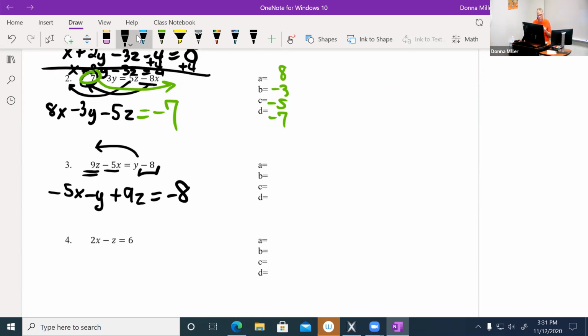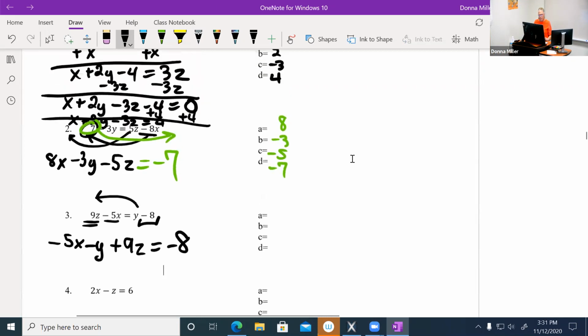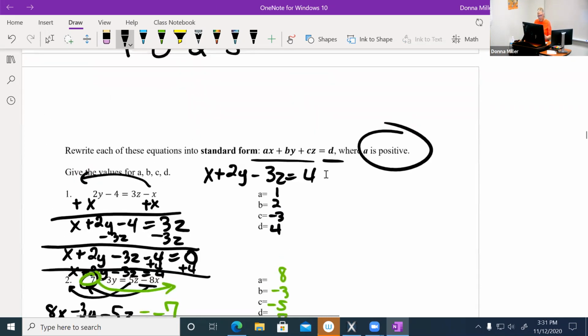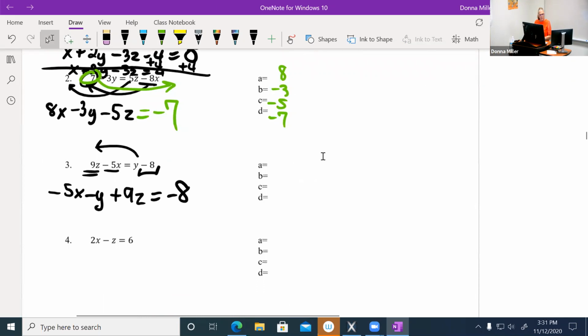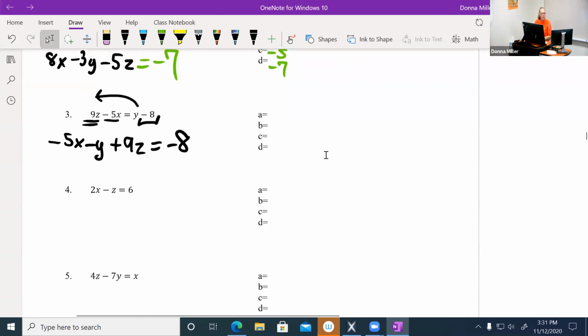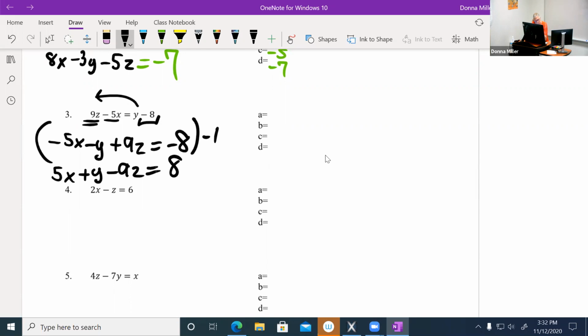Oh, no, she wants the first one positive, doesn't she? Okay, if she wants A to be positive, you know how I can fix that real quick? I just multiply them all by negative 1. So I'm going to multiply this whole equation by negative 1, and I get, just changing all the signs, 5x plus y minus 9z equals 8. So there. Now my lead term's positive. 5, 1, negative 9, and 8.